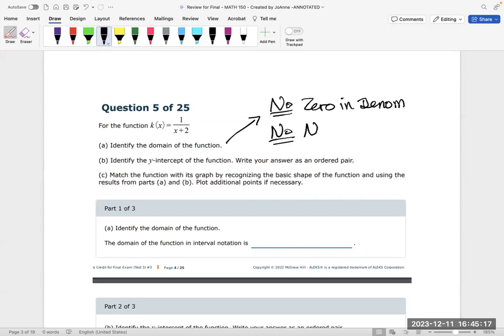But whenever you're asked about the domain of a function, the 2 things you always need to remember through calculus and beyond: no 0 in the denominator, and no negative number under a square root. You can have a negative under a cube root, but not under a square root. So in this case, I'm going to look at only the denominator, x plus 2, set that equal to 0 and solve.